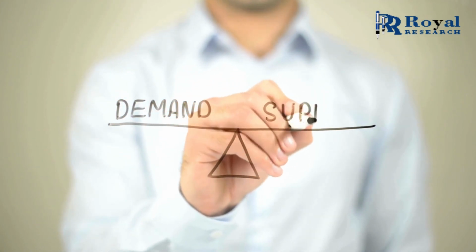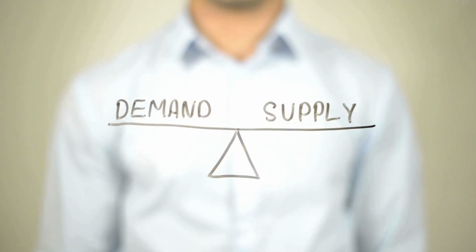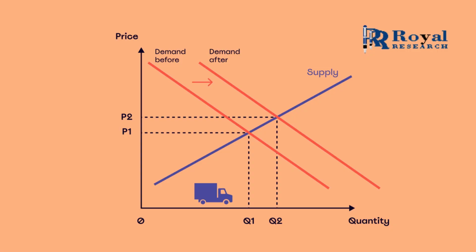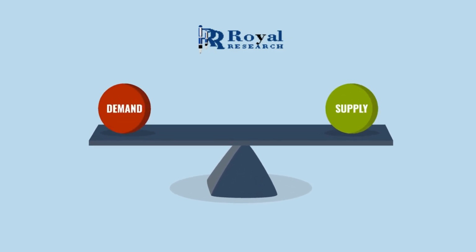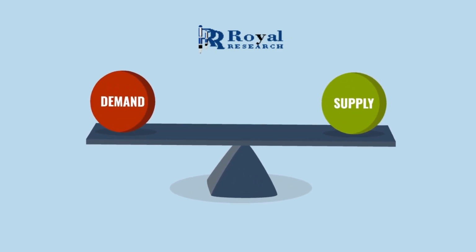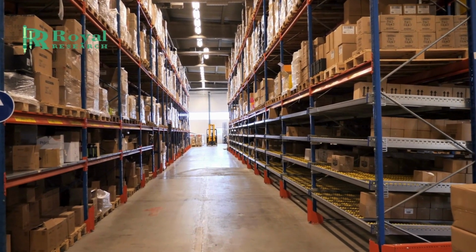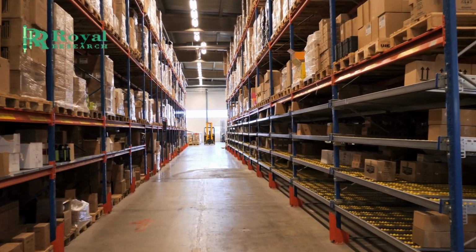The point where the demand and supply curves intersect is known as the equilibrium point, where the quantity demanded equals the quantity supplied at a particular price. This equilibrium price and quantity are where the market clears, meaning there are no shortages or surpluses.